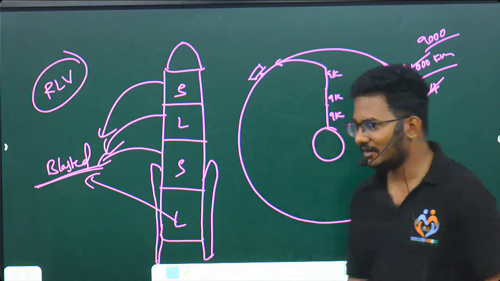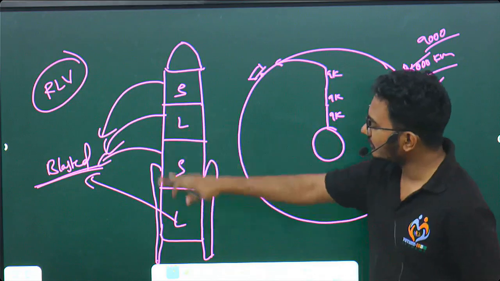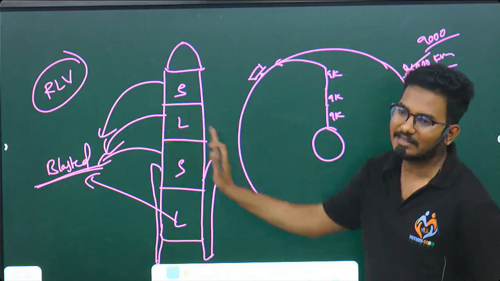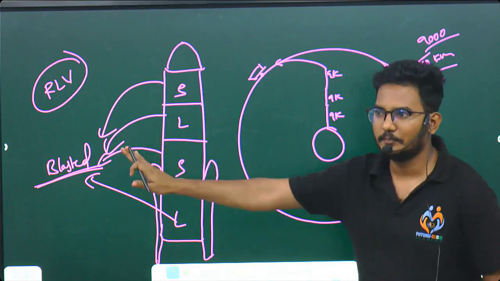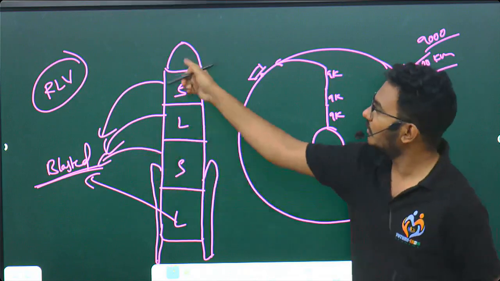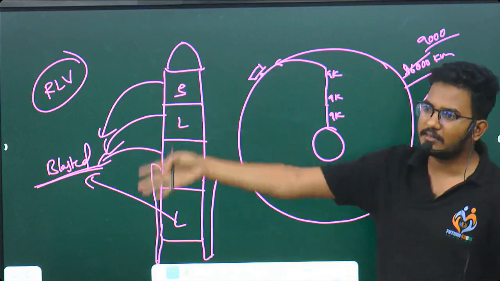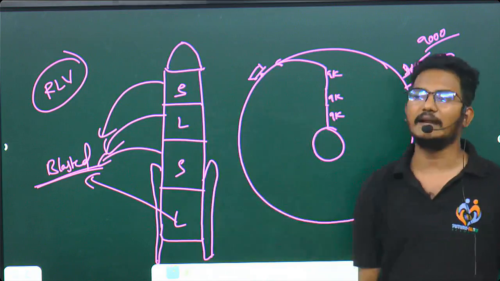Yes. So all these stages will be separated from the rocket in between. At the end of the day, only the launch vehicle will enter into the orbit. There in the orbit, it will release the satellite.